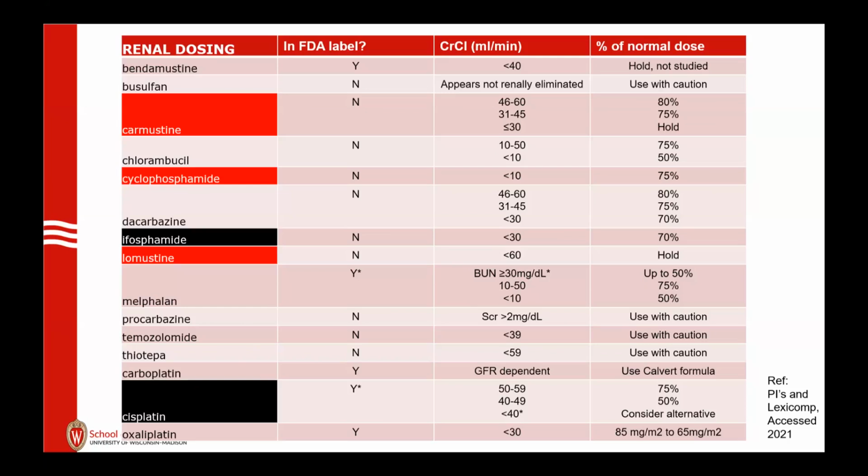Cisplatin, we have decent dosing for that, but to be honest, I don't know. People think about switching to carbo if we really have creatinine clearance less than 40. You're going to give up a little bit of efficacy for some types of tumor, not all tumors, but some tumors, but you'll be able to save the kidneys basically.